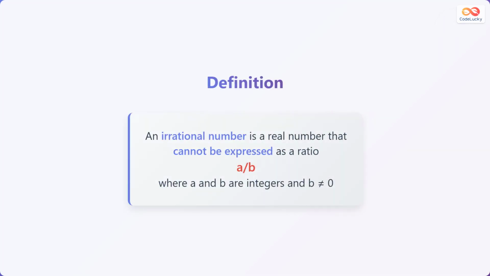An irrational number is a real number that cannot be expressed as a ratio a over b, where a and b are integers, and b is not equal to 0. In simpler terms, you cannot write an irrational number as a simple fraction.